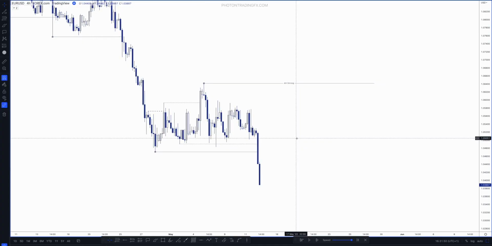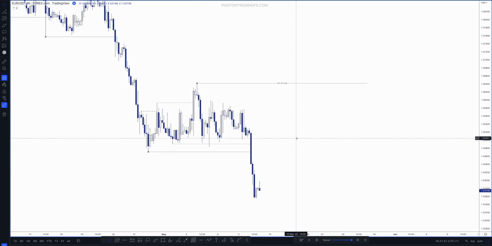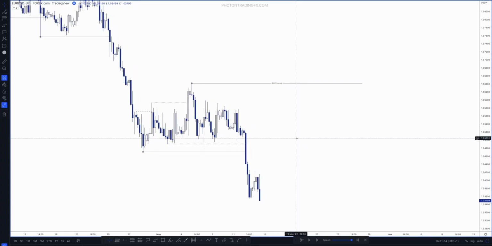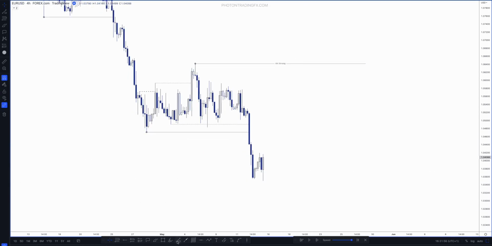Cool. So let's play this forward. Price continues to move to the downside. Then we get the fractal pullback. Then we take that low, which means this would be where the chalk line would be.